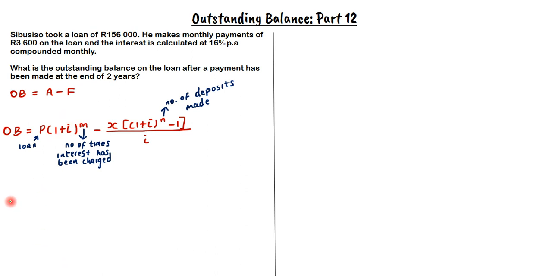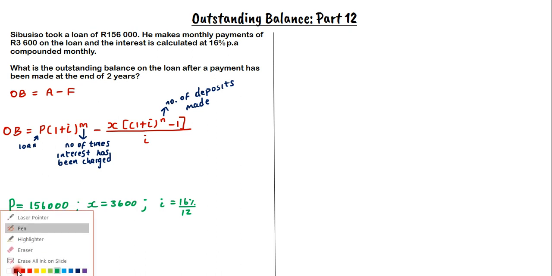To calculate our outstanding balance, we'll first need to find the information that we have here. The loan is 156,000 rands, so I'm going to write it like that. We're making monthly payments, which means x is going to be 3,600 rands. And the interest is 16%, divided by 12 because this is compounded monthly. We want our outstanding balance after the end of 2 years.